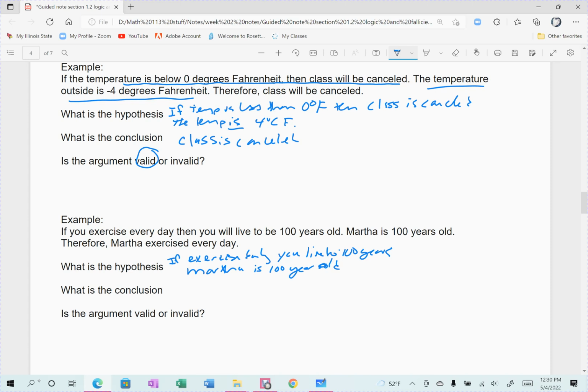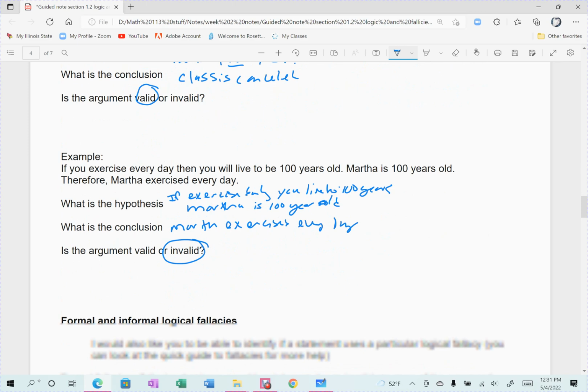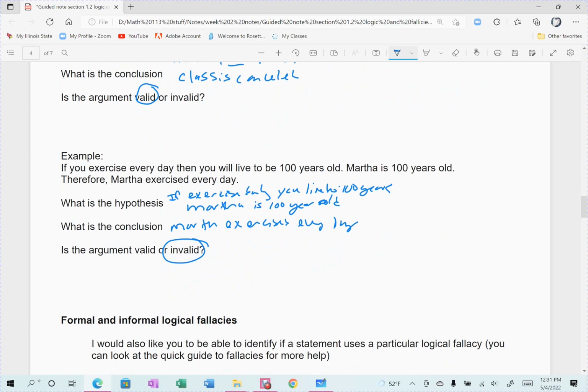What's the conclusion? Martha exercised every day. Valid or invalid? Well, this is an invalid argument. It's actually invalid for two reasons. It's a fallacy, because this is not always true. And it doesn't say everybody who's 100 exercises, and so it doesn't fall inside the all circle. So it's an invalid argument.